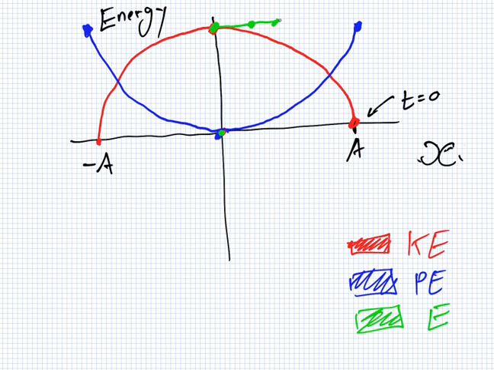Anyway, this should not surprise you. Because if you remember from energy, we said energy cannot be created or destroyed. The energy stays the same. So this total energy must be a constant. And on the graph that looks like this green straight line here.